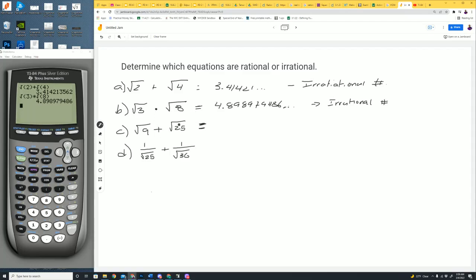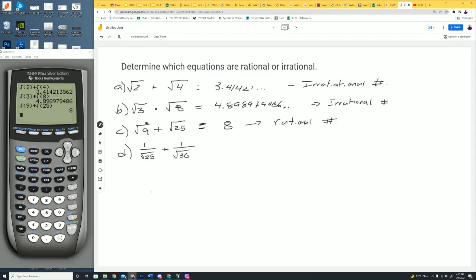Now what about the square root of 9 plus the square root of 25? Let's try this. The square root of 9 plus the square root of 25. Now that gives us 8. 8 is a whole number, 8 is also an integer, so that makes 8 a rational number.